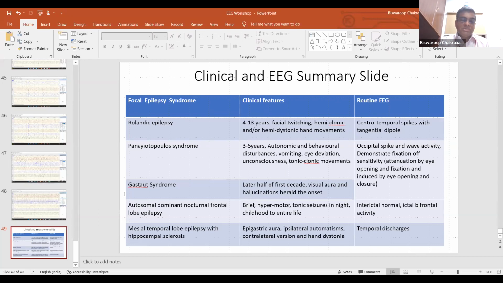Then you have Panayiotopoulos and Gastaut. We've already discussed the clinical features. Routine EEG, you will see occipital spike and wave activity, which demonstrates fixation-off sensitivity. That is, the moment the eyes are closed, you start seeing the spike and wave discharges. Then you have nocturnal frontal lobe epilepsy, where you can see some frontal activity. I showed you how to localize on bipolar montage using phase reversal, and then a reference montage looking at the maximum amplitude, the way you can localize frontal and temporal lobe epilepsy.